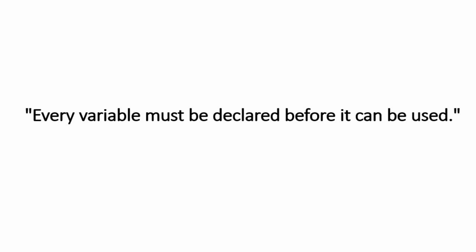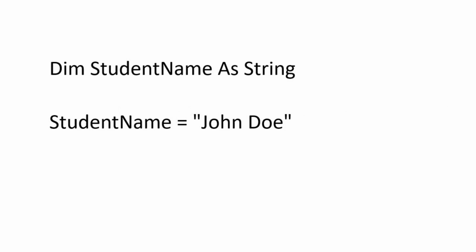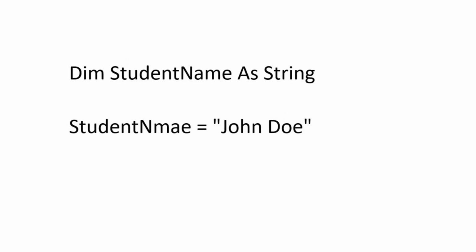Without Option Explicit, VBA allows you to create variables accidentally. For example, Dim StudentName As String, StudentName = John Doe. This is correct. Look at this. Dim StudentName As String, then the name is assigned with the wrong spelling. Notice the mistake. The letters are in the wrong order. Instead of reporting an error, VBA may create a completely new different variable behind the scenes. And now your program will behave incorrectly, and this type of error can be extremely difficult to detect.